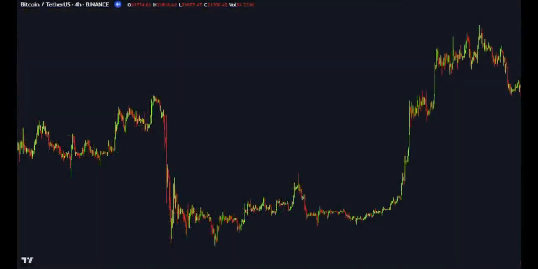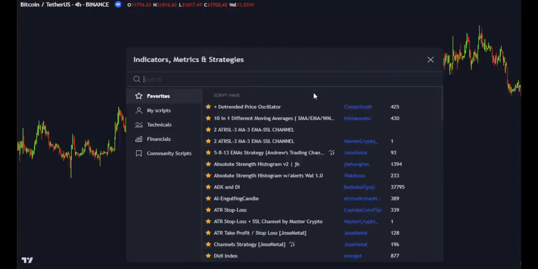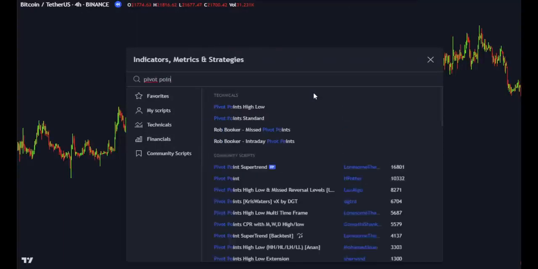Now that you are here, we are going to explain the indicators that we need for this trading system. First, we are going to add the indicator called Pivot Point Supertrend created by Theblu.